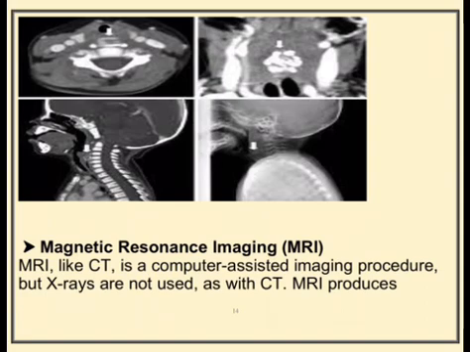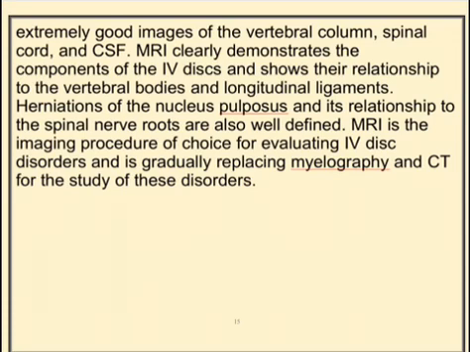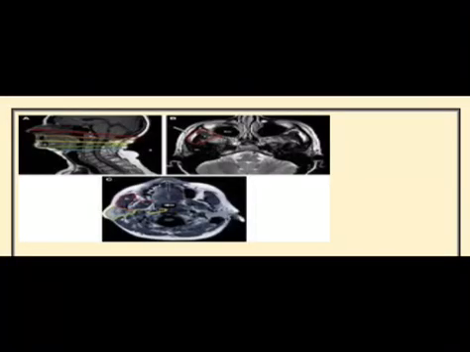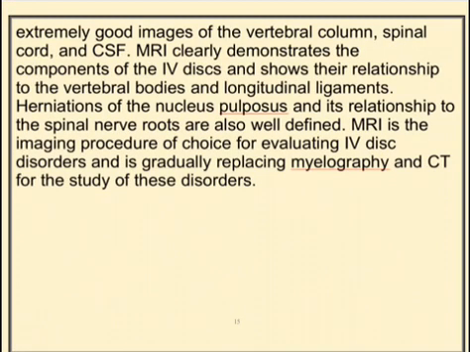Now, magnetic resonance imaging of the neck, very important. Magnetic resonance imaging, like the CT, is a computer assisted imaging procedure, but X-rays are not used, unlike what you see with CT. Magnetic resonance imaging produces extremely good images of the vertebral column around the neck. So you can see the vertebral column, the spinal cord, and you can also appreciate the cerebrospinal fluid in the subarachnoid space. Magnetic resonance imaging clearly demonstrates the components of the intervertebral disc, and it shows their relationships to the vertebral bodies and the longitudinal ligaments.